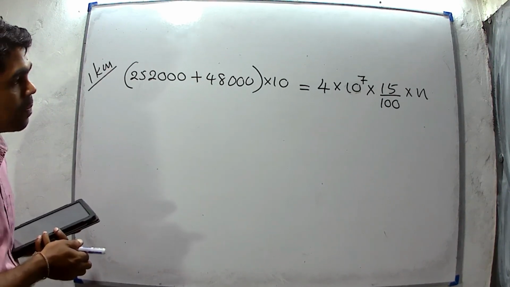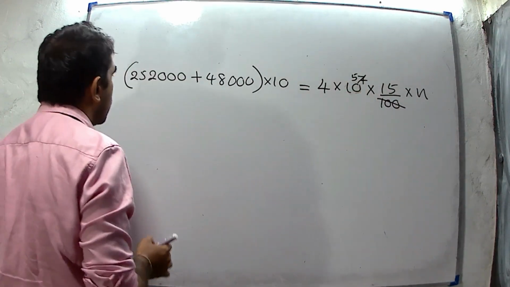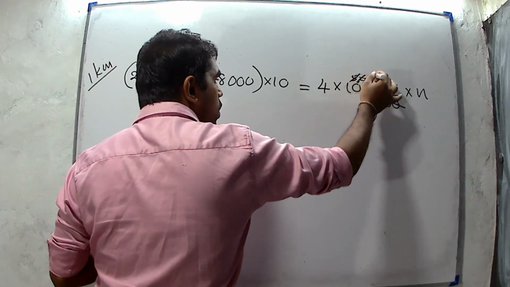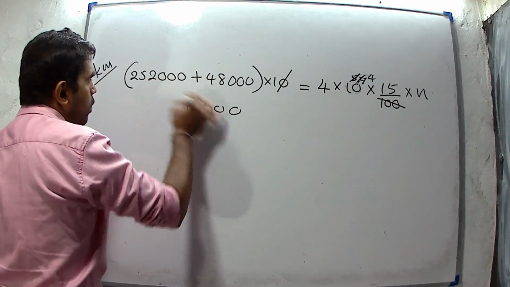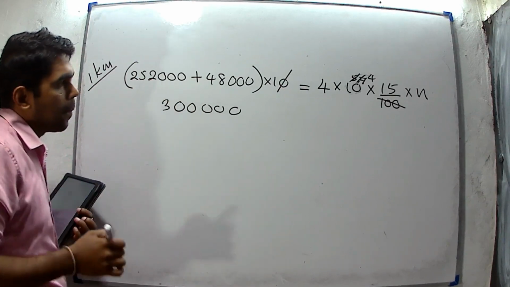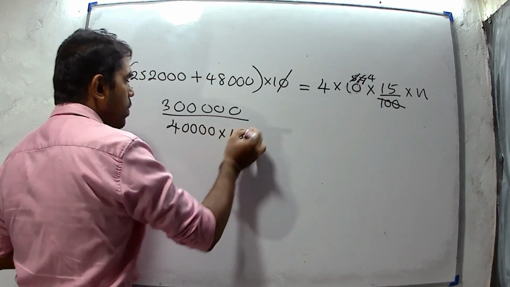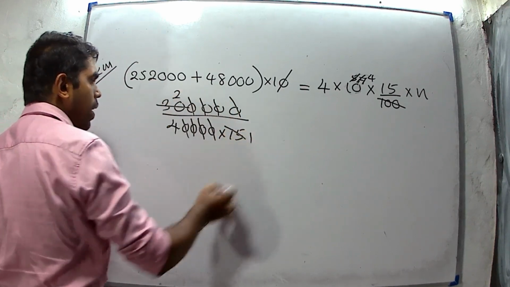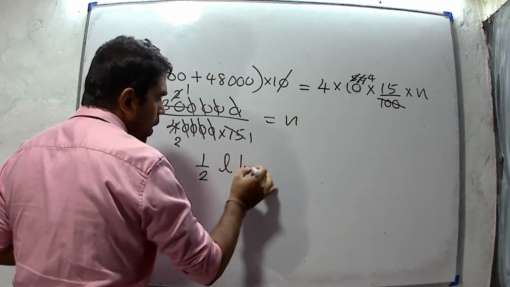Before finding it, I will simplify it. We can cancel out 2 zeros, 10 to the power 5, and again 1 zero with this 10. We have to add these values. 2 plus 8, 10, 1 remaining, 5 plus 1, 6, plus 4, 10, 1 remaining, 3. Divide by 4 into 10 to the power 4 into 15. Divide by 15, 2, 1. 2 divide by 2, 1, 2. Then half liters per kilometer.